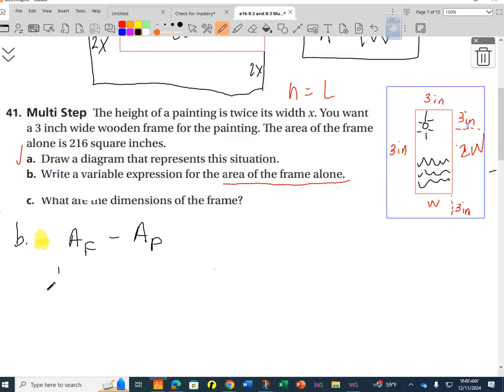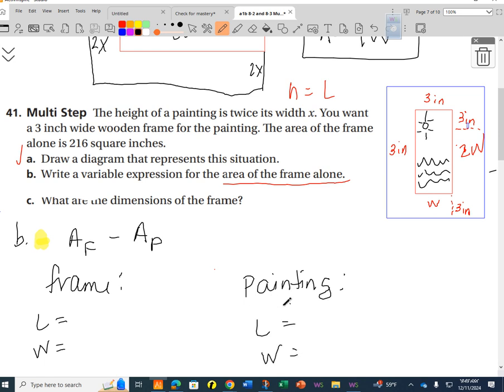So to find the area of the frame, let's remind ourselves, what are the dimensions of the frame? Well, what is the length? And what is the width? What are the dimensions of our painting? What is the length? And what is the width? We're going to do our painting first because our painting is the easiest one. We said the width is W. And the height, or the length, is 2W. So that's all you need to know here.